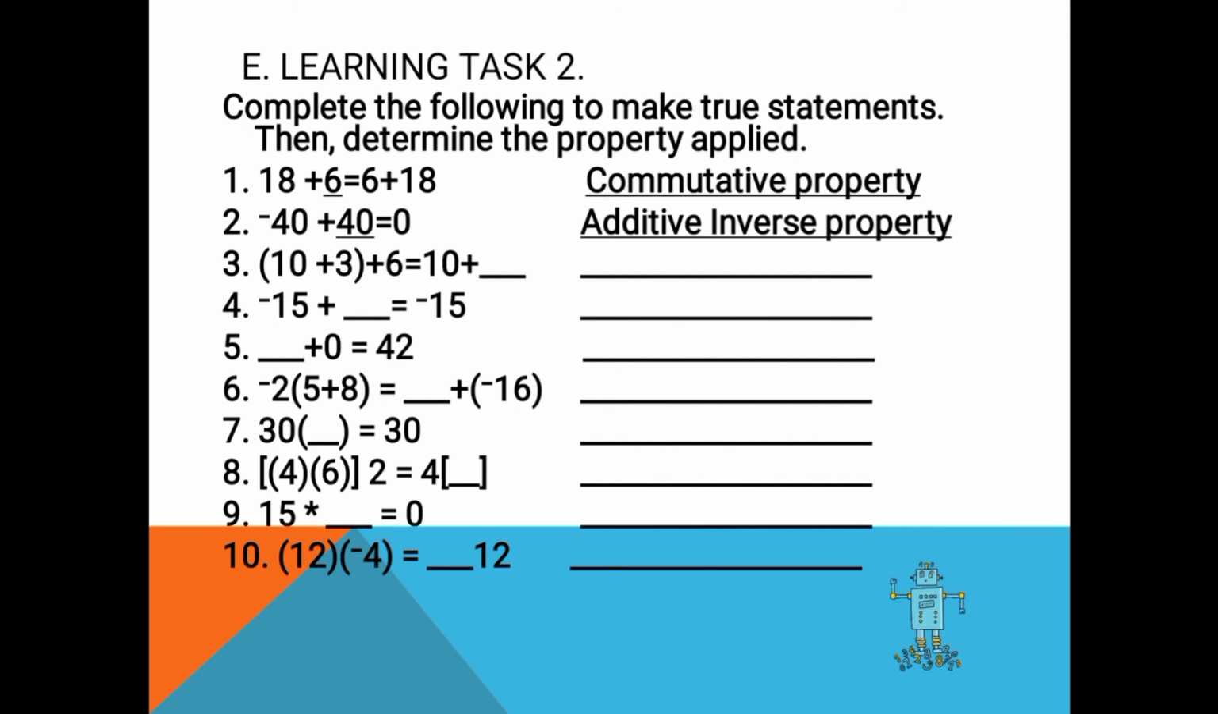Number 2, negative 40 plus what number you are going to add to negative 40 to get the result of 0. So the additive inverse. Since this is negative 40, you have here positive 40. And what is the property? Again, additive inverse property. Numbers 3, 4, 5 until 10 will be the ones for you to answer. Happy learning. Next.